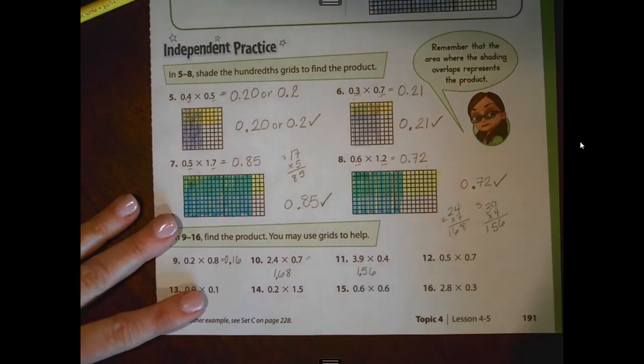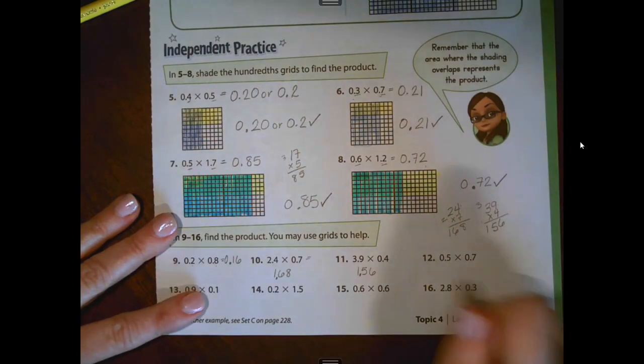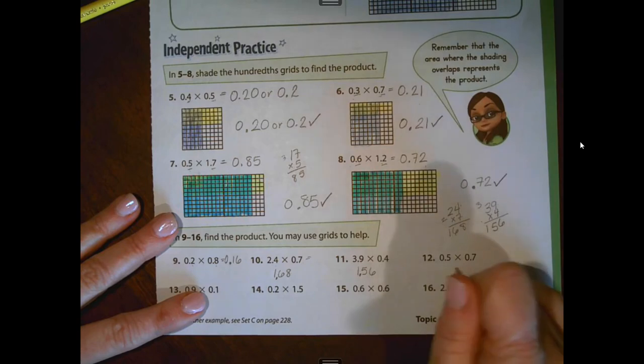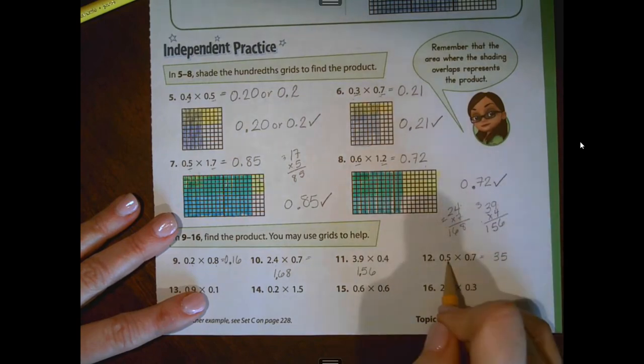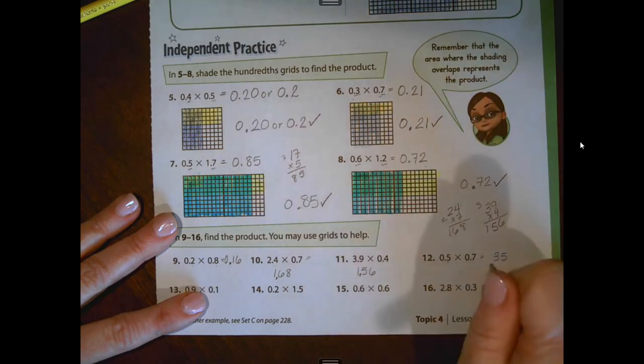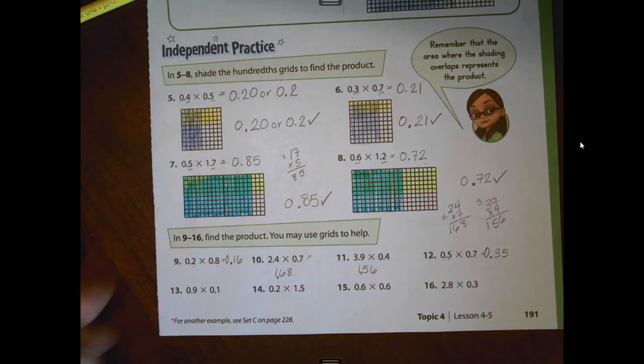All right. Next one, I'm going to treat this as 5 times 7, 5 tenths times 7 tenths. So 5 times 7 is 35. I have 1 decimal digit in each factor for a total of 2. So I get the answer 35 hundredths.